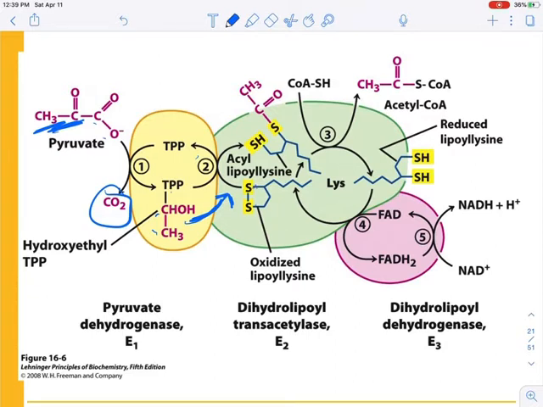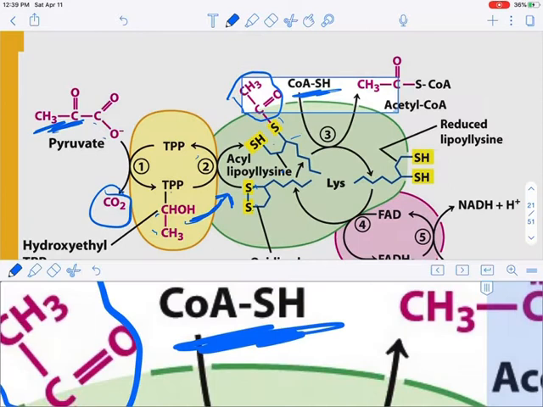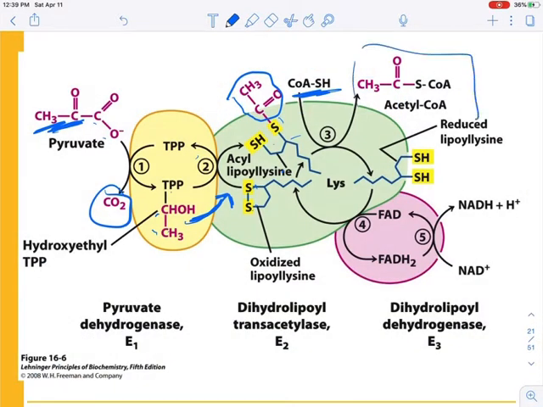It has these sulfhydryl groups that are linked to each other, and then it is going to pick up the acetyl group to form an acyl lipoyllysine. So here's the acetyl group, right? This is an acetylated lipoyllysine, and it's simply going to swing around and carry that acetyl group to coenzyme A. So from the acetyl group, TPP picks it up, takes it to lipoyllysine, lipoyllysine picks it up, becomes acetylated, brings it to coenzyme A to form acetyl-CoA. So now we've generated our acetyl-CoA.